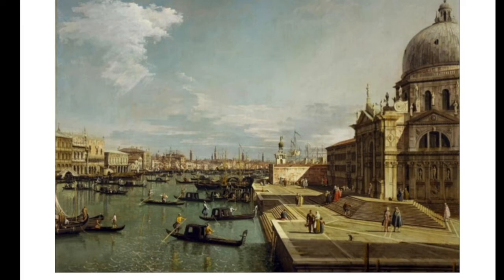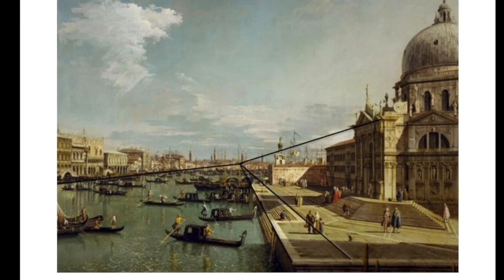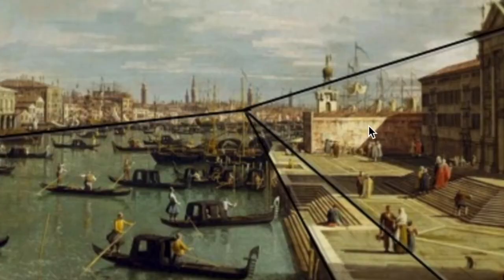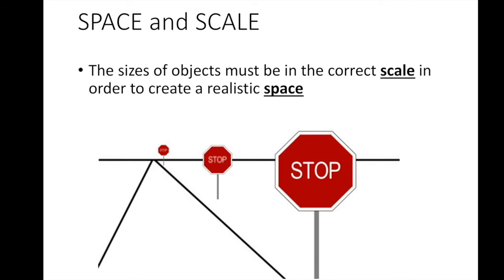Well, because it is going to a single vanishing point. If I look at the tops of this building, if I look at the ground here, if I look at even the edges of the canal there, it's all going to a single vanishing point. So that's how we're starting to get things that look more realistic in a photorealistic, real kind of way. What they're doing there is they're playing with space and scale. So the sizes of objects must be in the correct scale in order to get a realistic space.